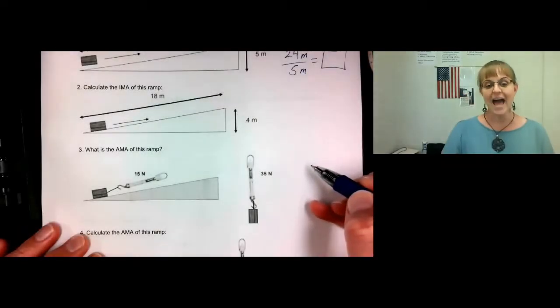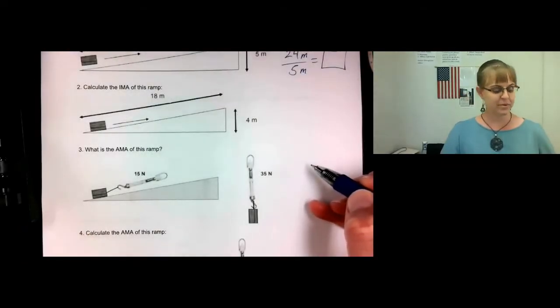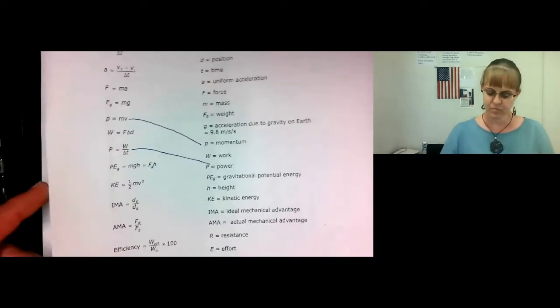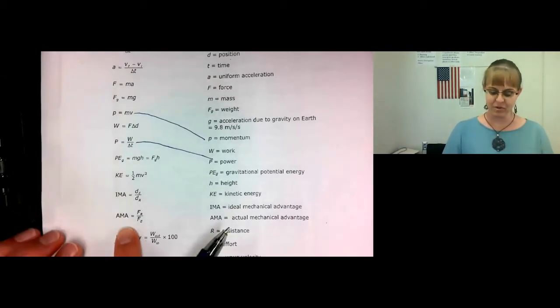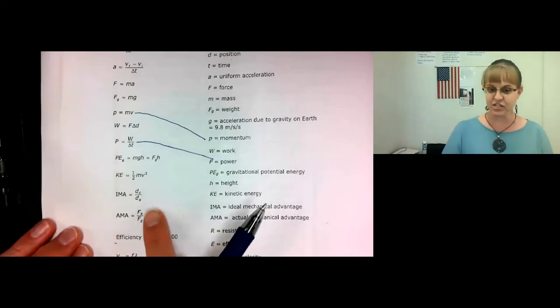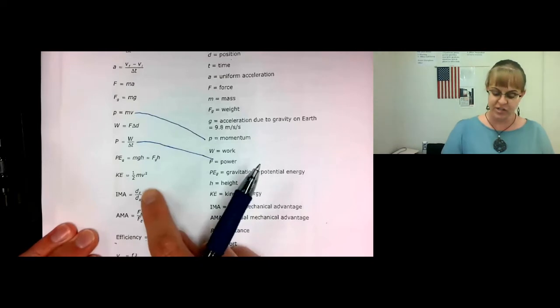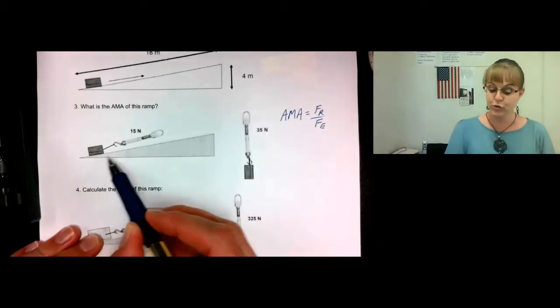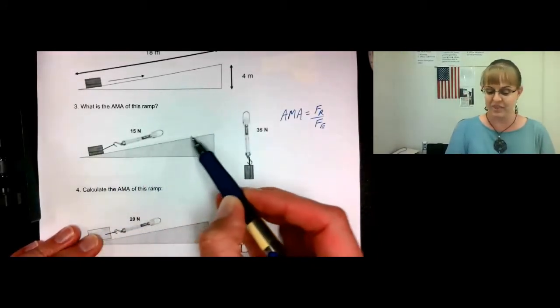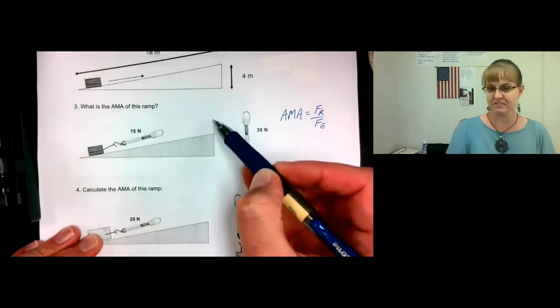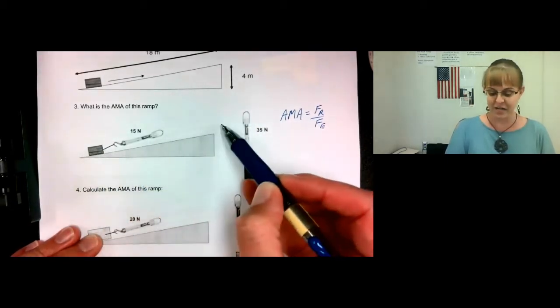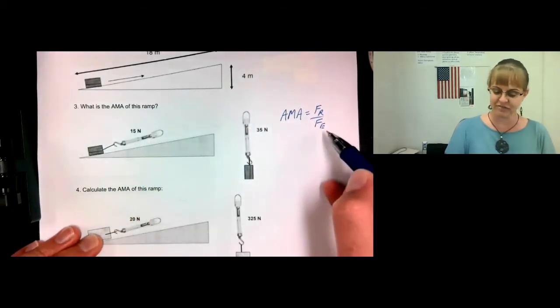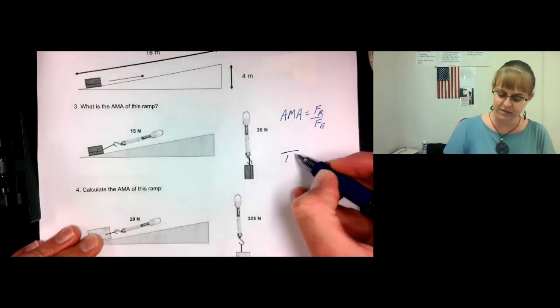Number 3, what is the actual mechanical advantage of this ramp? When you look at your reference table, the actual mechanical advantage is the resistance force divided by the effort force. So here the effort was on top, here the effort is on bottom. Now remember, when you use a ramp, you drag it up the long part of the ramp. You don't just lift it up. So if you drag it up the ramp, it takes 15 newtons of force. That is your effort force.